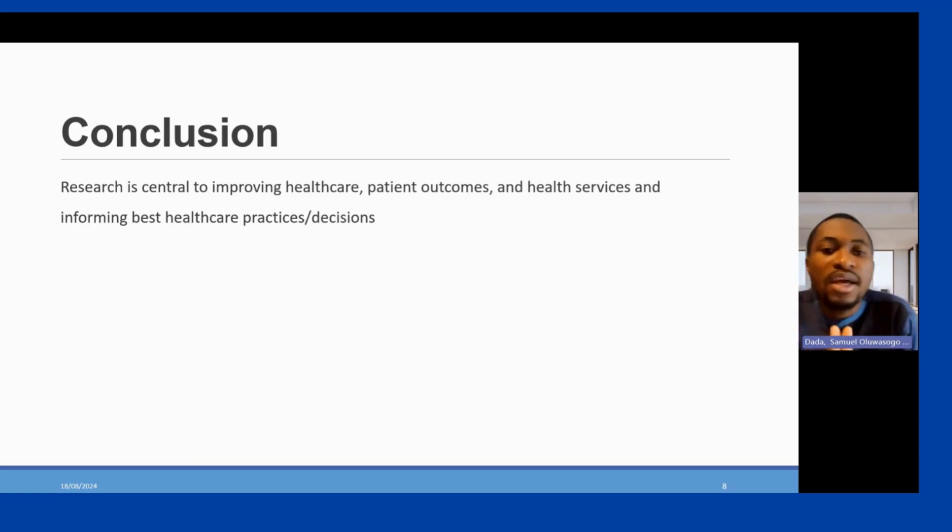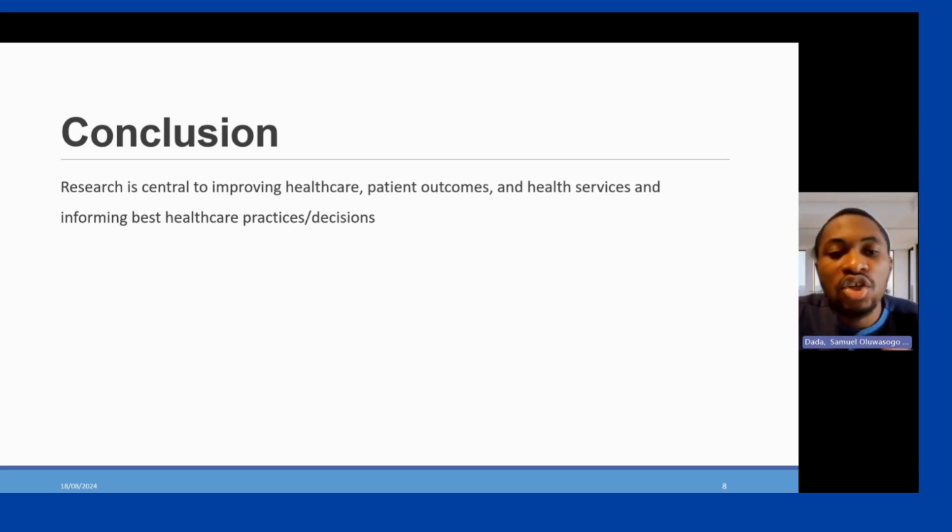But one key point that I want us to know at this time is that research is central to improving healthcare, and that's why it's very important. And that's why people like us are passionate about it, and that is why I'm sharing this, just for us to have some understanding about why research is done in health and social care. We need to know that it is central to improving healthcare, to improving patient outcomes, and even healthcare services, in order to inform best practices and decisions. That's basically why we do research.